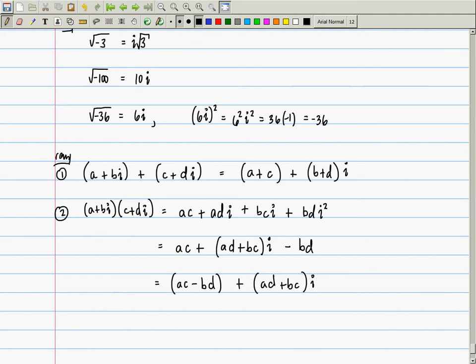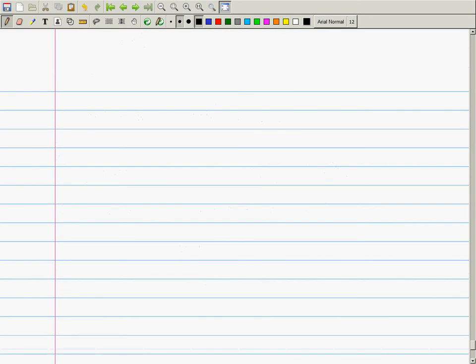So how about this? 3 plus 2i multiplied by 4 minus 5i. Please multiply this out, simplify and collect like terms.